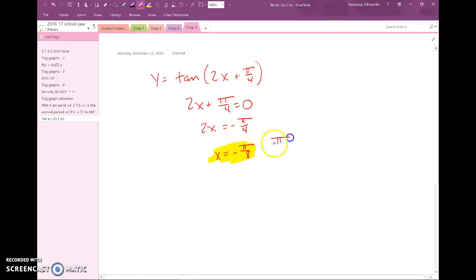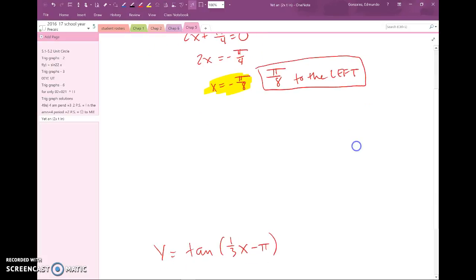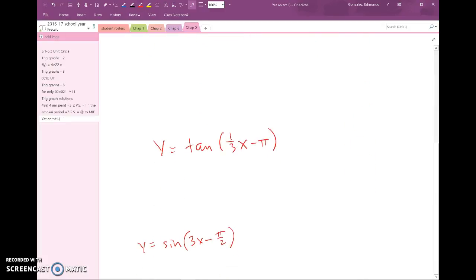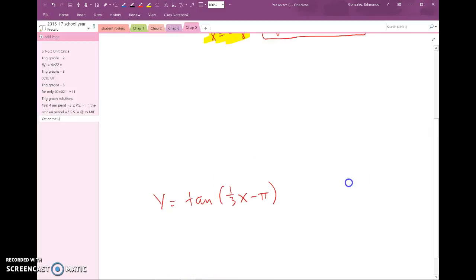And so that translates to a phase shift of pi over 8 units to the left, since negative pi over 8 is to the left of the origin. So that would be the phase shift for this tangent curve right there. So if you found that method a little bit more straightforward, then if you wanted to hit the pause button and try it for this equation here, y equals tangent 1/3 x minus pi, I'll show you the answer to that at the very end.